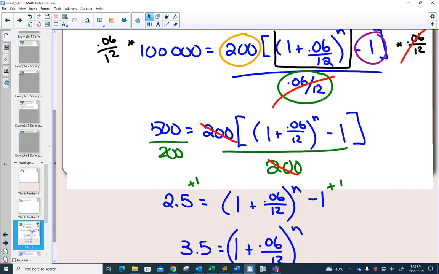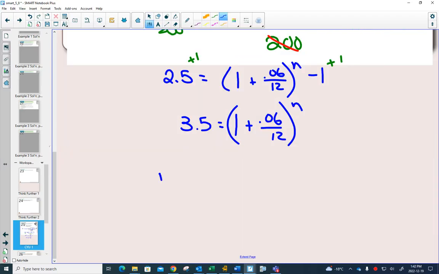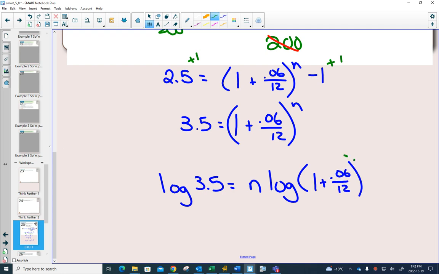Now we've got our power by itself, which is really helpful because now we can take the log of both sides, or the natural log. Either one would be fine. Take the log of both sides. You'll get log of 3.5 equals, the n could come out in front now because your log law says if you take the log of that side, exponents can come out in front, which is really handy because now we can get n by itself.